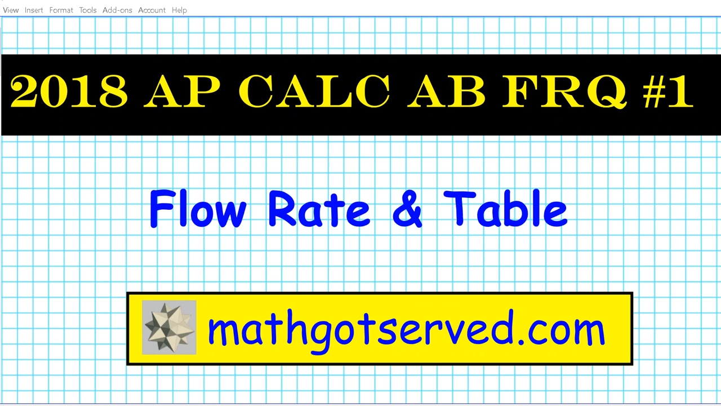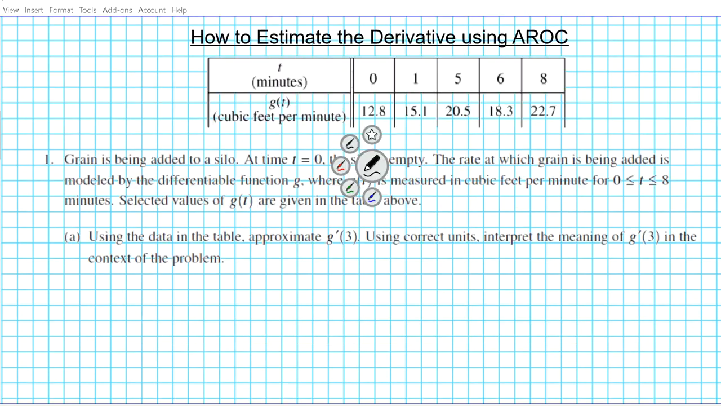In this clip, we're going to be going over problem number 1 of the 2018 AP Calculus AB free response question, and it focuses on flow rate and tables. All right, let's take a look at question 1, part A. In this question, we're being assessed on how to estimate the derivative using the average rate of change.